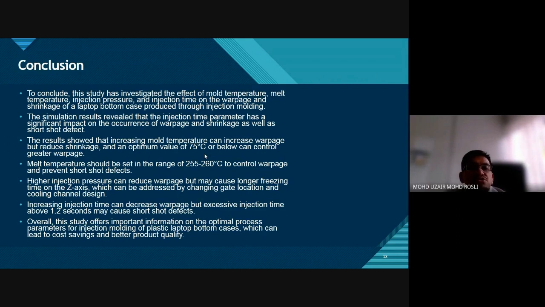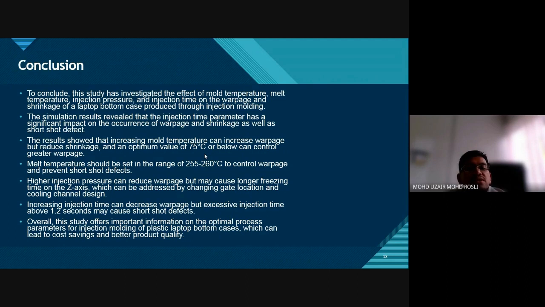Melt temperature should be set in the range of 255 to 260 degrees to control warpage and prevent short shot defects. Higher injection pressure can reduce warpage but may cause longer freezing time on the z-axis, which can be addressed by changing gate location and cooling channel design. Increasing injection time can decrease warpage, but excessive injection time above 1.2 seconds may cause short shot defects.